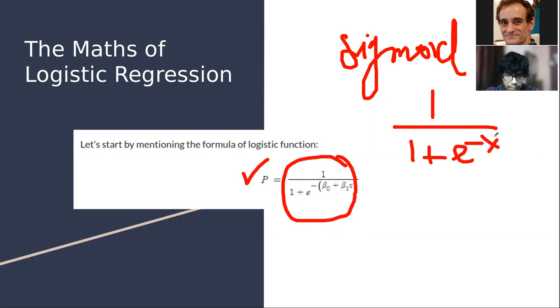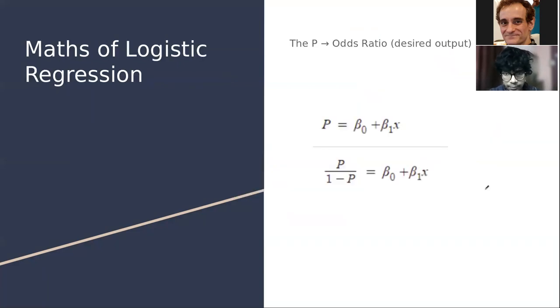When I take up deep learning with images, then also I'll be discussing sigmoid. But this is a very starting point of sigmoid and those kinds of things. So now we have this logistic function. So let's try to understand how we get to the desired output.